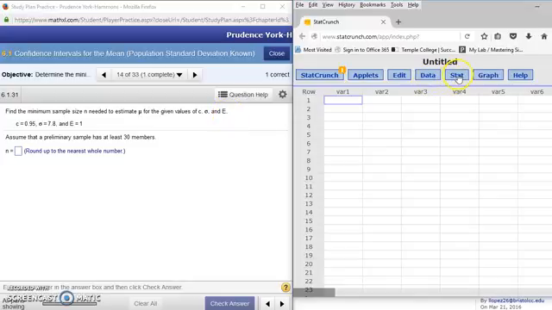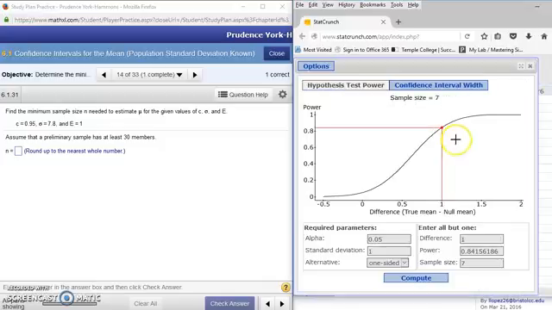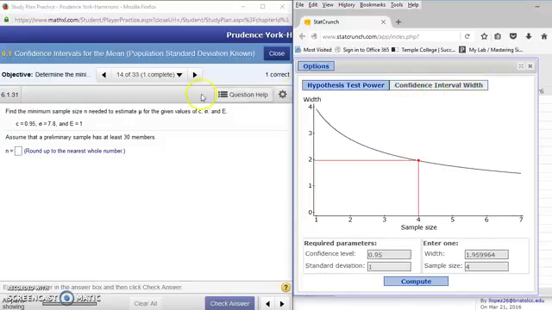So we go to Stat, Z-Stats, one sample, but this time we want power sample size, just like in the one we just did. Be sure you click on confidence interval width because they gave us margin of error, so we need to know that. My confidence level is 0.95, so I don't have to change that.